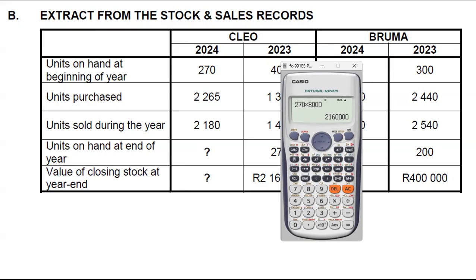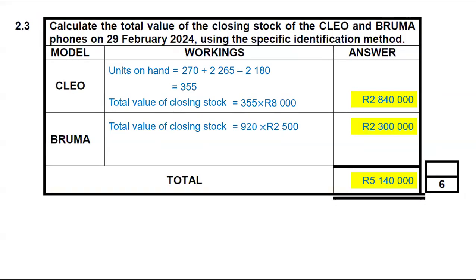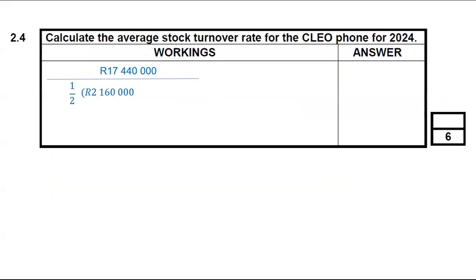And the cost price of our closing stock, where did we get it from? We calculated it above. For Clio, it'll be that 2,840,000. So you add the two, the opening plus the closing, and this will be 7 times. That's it. Note that stock turnover rate and stock holding period are very similar. You should be able to differentiate the two.